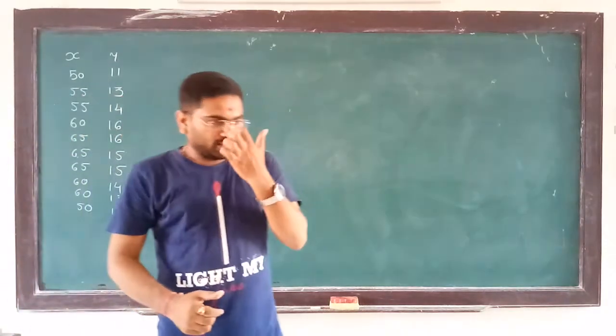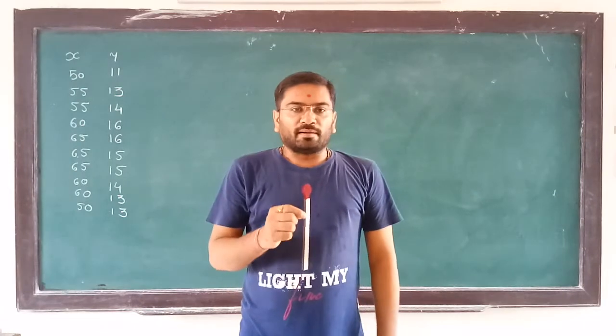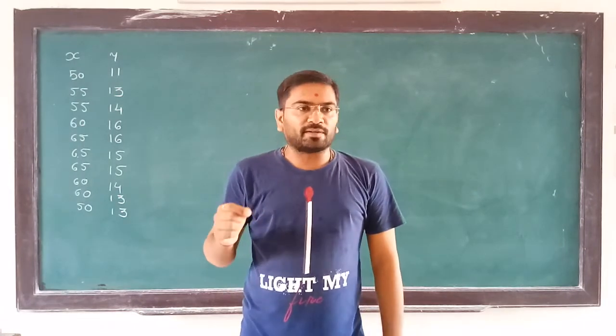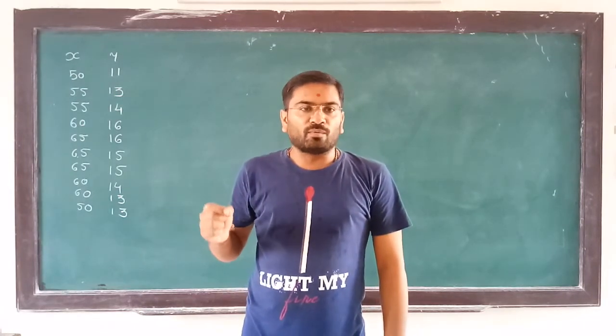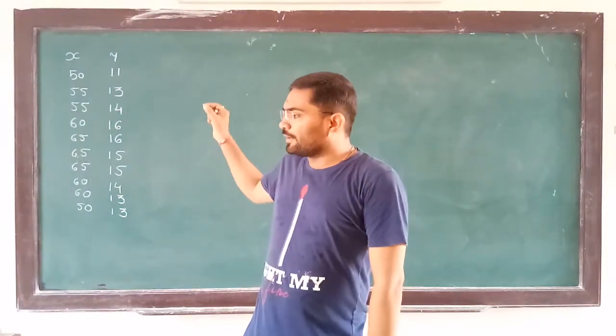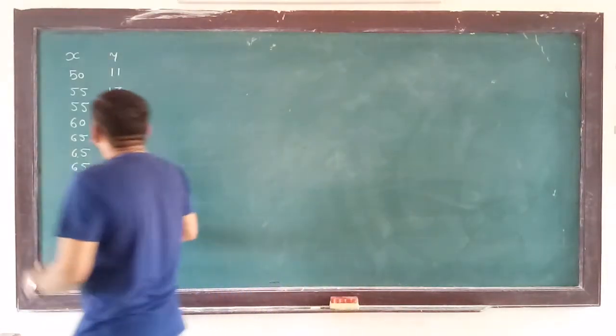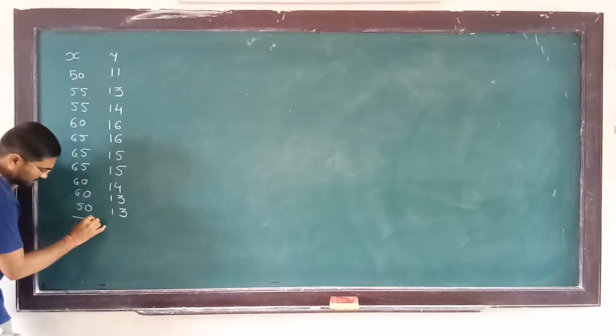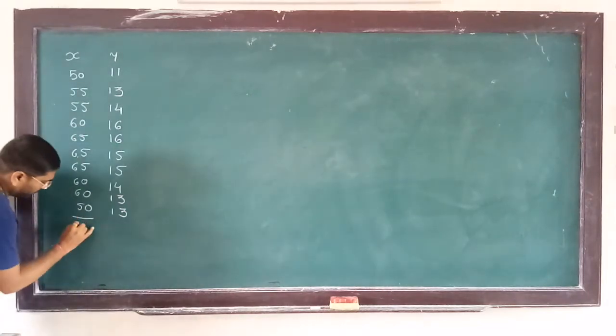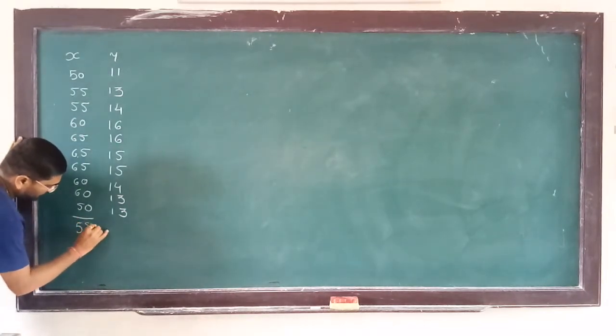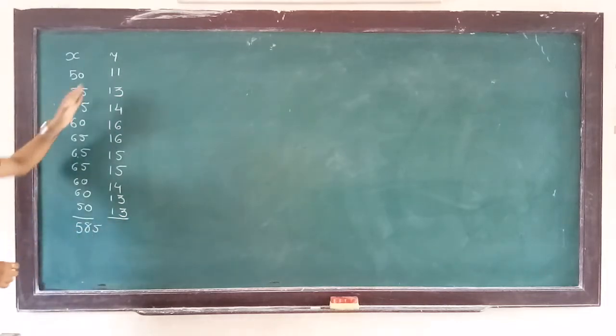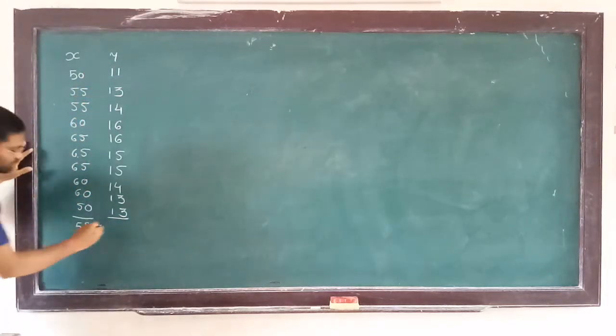See the students, as usual we first take the x and y column totals. Here the total of the x column is 585 and the total of the y column is 140.